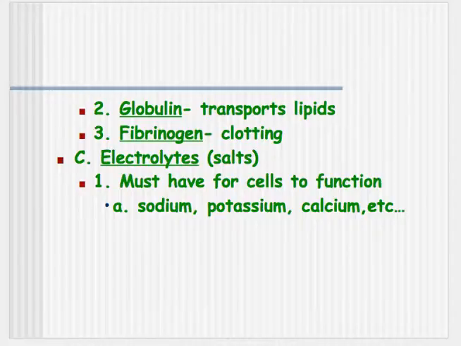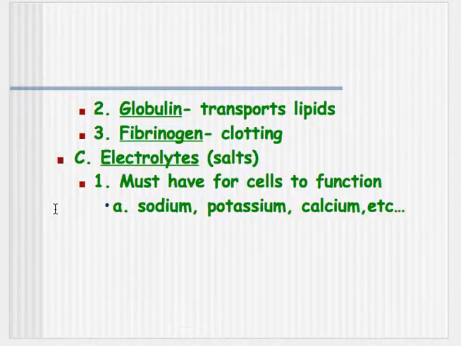So right here are the other 2 proteins that we have. We have globulin, which is going to transport lipids. Remember, lipids are fats. And then we have fibrinogen. Now, fibrinogen is going to be really important. Please notice there that it's responsible for clotting. And we're going to talk more about clotting pretty extensively here in a minute.